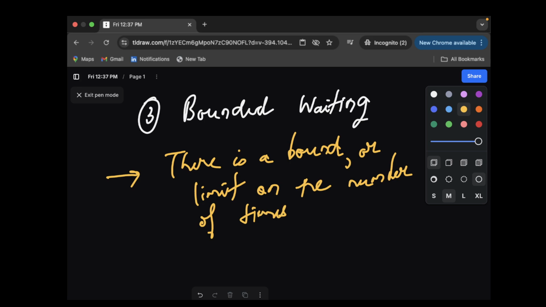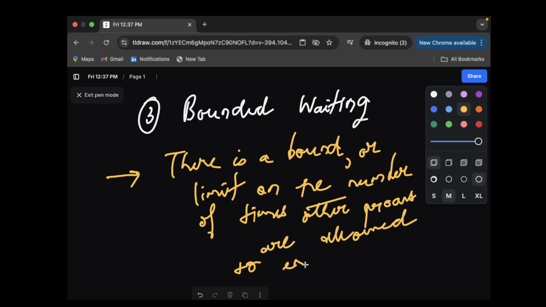Number of times allowed to enter a critical section after the process has made a request. What is this trying to say? Bounded waiting. Let's see.